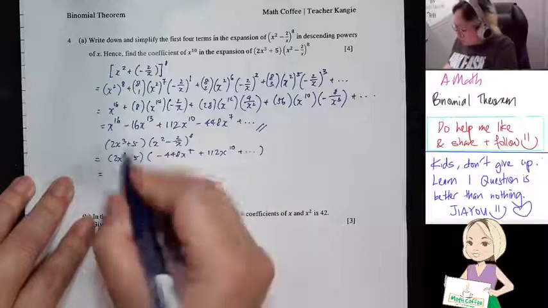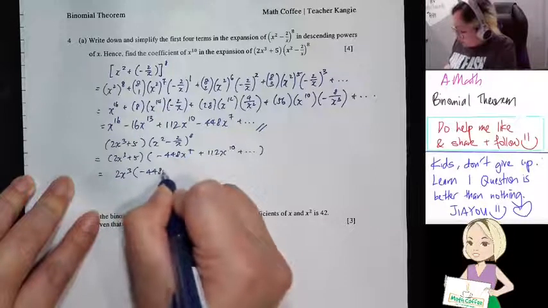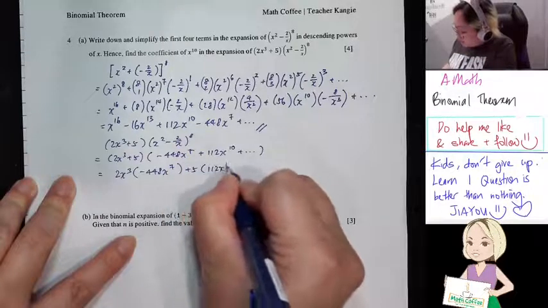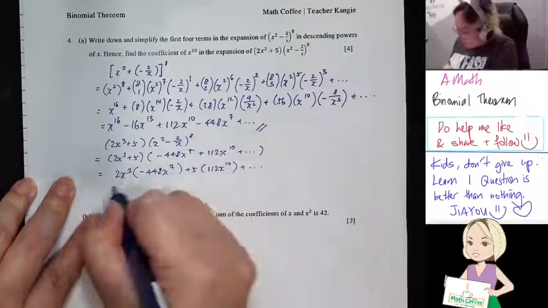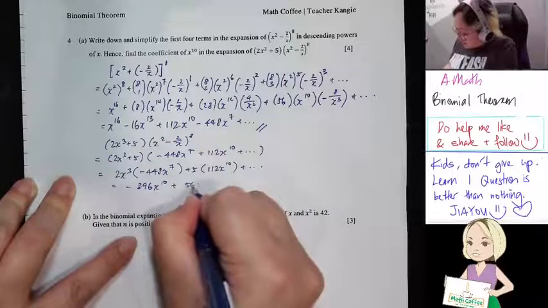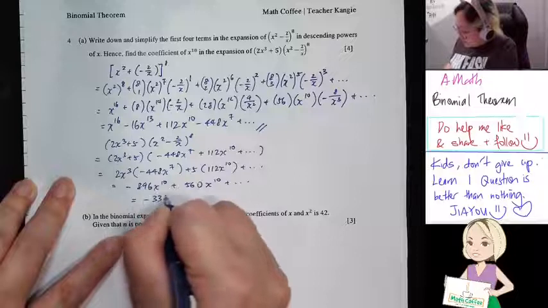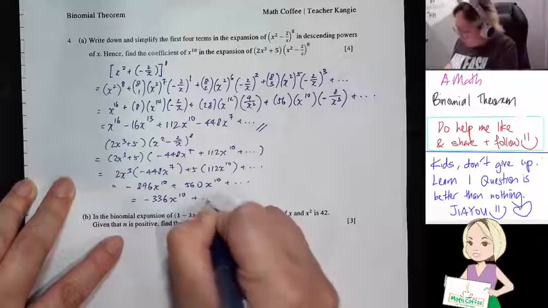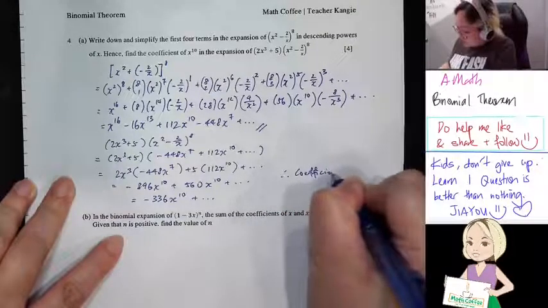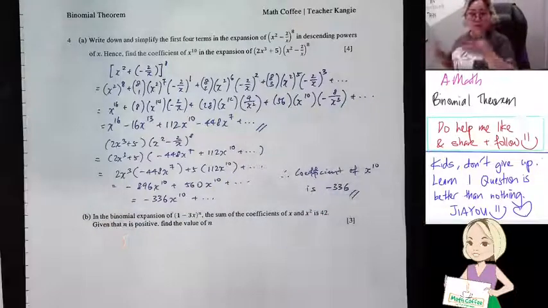So let's do our rainbow. So that means this one, 2x cubed will rainbow with minus 448x to the power of 7. This plus 5 will rainbow with 112x to the power of 10. Then plus dot dot dot. So in the end, I get minus 896x to the power of 10 plus 560x to the power of 10 plus dot dot dot. When we simplify, I get minus 336x to the power of 10 plus dot dot dot. And the answer will therefore be the coefficient of x to the power of 10 is negative 336. Done. Ta-da!